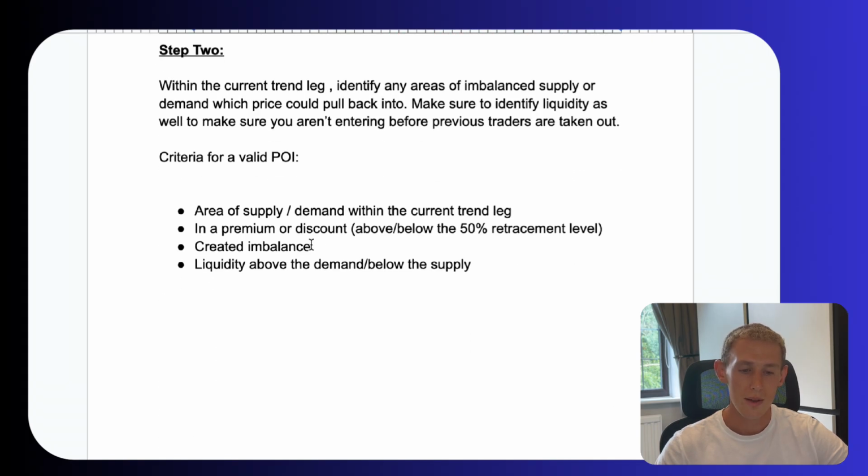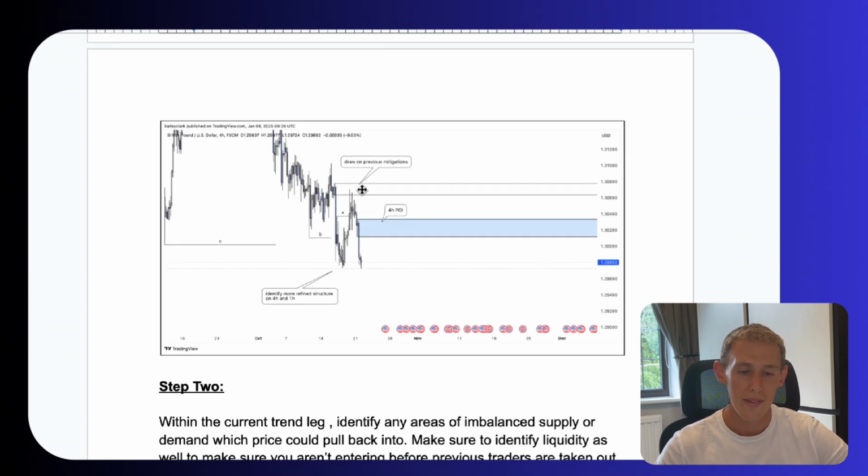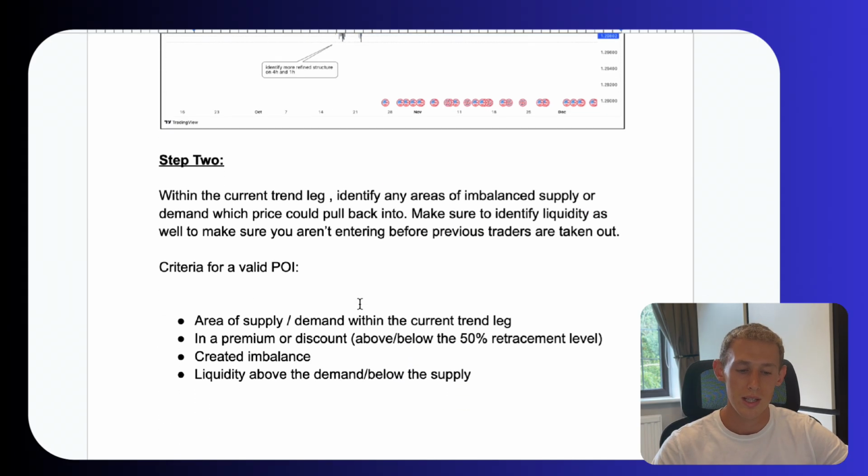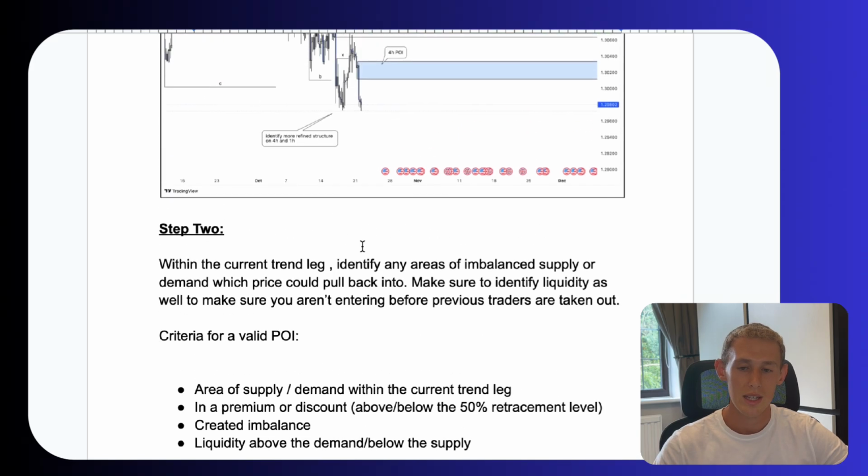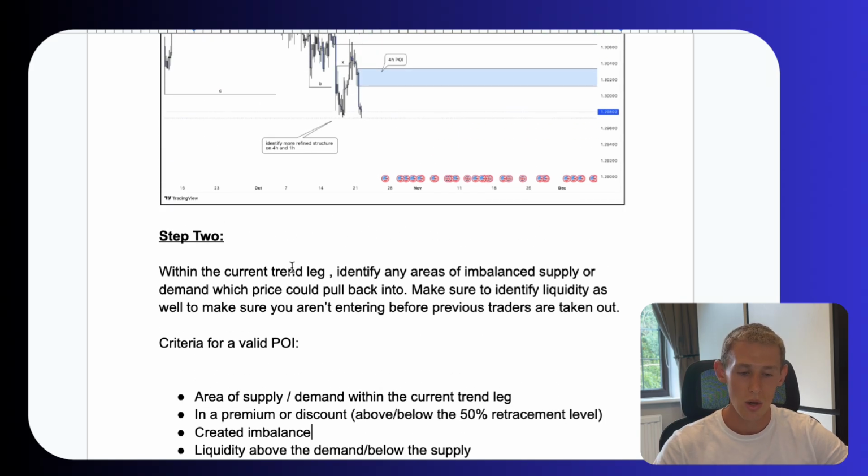I have a few other criteria for this, the main one being that it needs to create imbalance. And the reasoning behind this, once again, just explaining the logic, is whenever you have an area of supply or demand that creates imbalance, it shows that it's a very clear level that people were willing to sell or buy from in the past. So the theory goes that once price retraces back up into this level, price is very much likely to react from that level again. So we can use it as a point of interest from which we're looking to sell or buy from. Sell in the case of a supply and buy in the case of a demand.